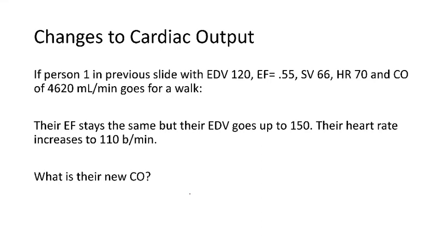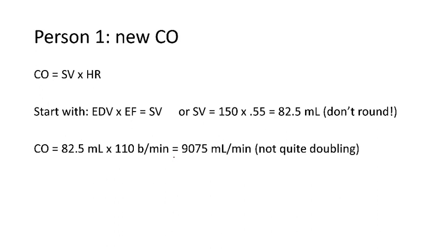So from the previous lecture, person 1, which we saw already has an EDV of 120, a cardiac output of 4620, so 4,600. If their ejection fraction stays the same at 55%, but their end diastolic volume goes up to 150, they went for a walk, right? So they went out and exercised. Their heart rate will increase to 110. So this is what exercise does. And this is very mild exercise. They went out for a walk. They decided to get out of the house and go for that walk, which might be what I do after this lecture. So what is their new cardiac output?